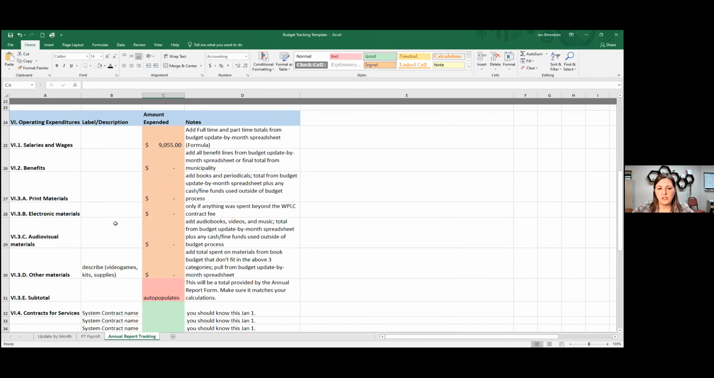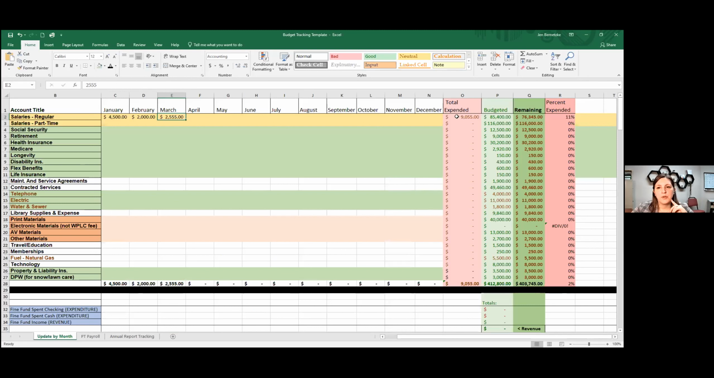Moving on to the expenditures portion. What I did, and you can see here, I had put a bunch of stuff in that first spreadsheet, the update by month. These orange ones formulate from what I had entered before. So my salaries and wages, if I click on it, you can see it pulls update by month 02 and update by month 03. That means on this sheet, it pulls the total expended in regular and the total expended in part-time staff. So I don't have to do the math again. It's doing it for me.